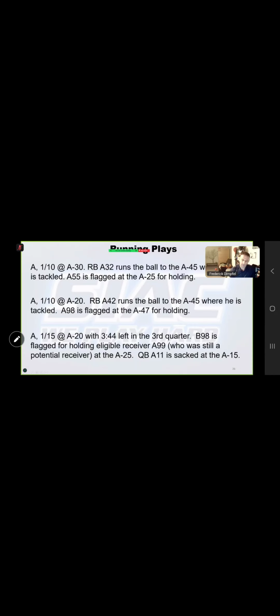What happened on this play? So we have the quarterback sacked at the A15. So it's a running play. He never threw the ball. Nowhere in this question does it say he threw the ball. He's sacked for a 5-yard loss.